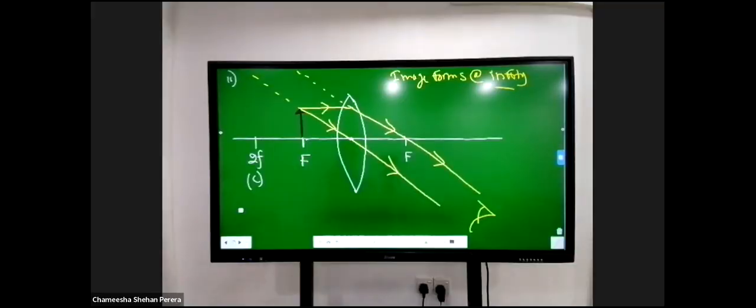Right, on Monday we can finish this lesson and then we will jump into the waves also. I'll share the waves material also with you.